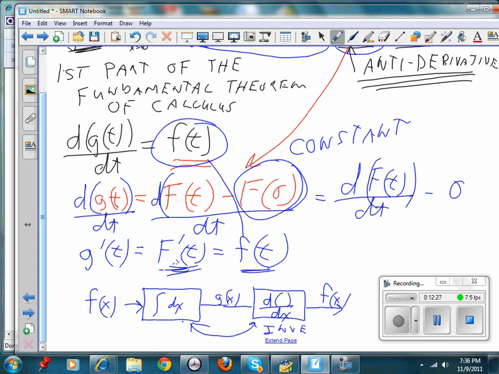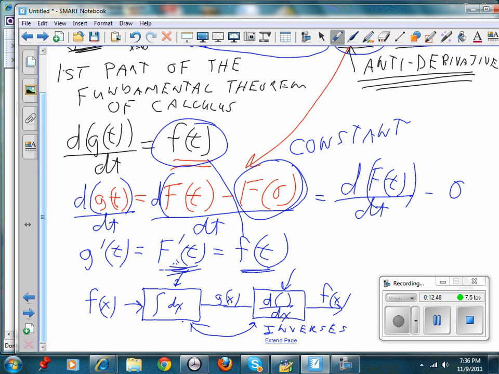Inverses. So you see the relationship? The guys that were doing integration and the guys that were doing differentiation were doing inverses of each other. If you take the derivative of a function you got when you integrated this function, you're going to get back to the original function.